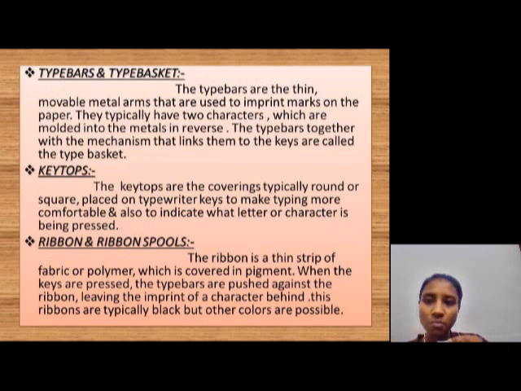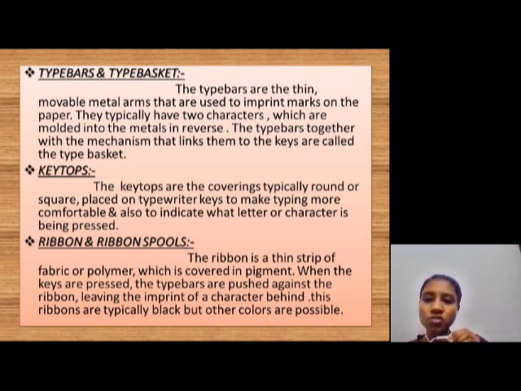thin movable metal arms that are used to imprint marks on the paper. Typically, they have two characters which are molded into the metal in reverse. The type bars together with the mechanism that links them to the keys are called the type basket. Key tops. Key tops are coverings of the key bars, basically made from plastic, square shaped, placed on typewriter keys. They may be other shapes also. It is useful to write comfortably on the paper.